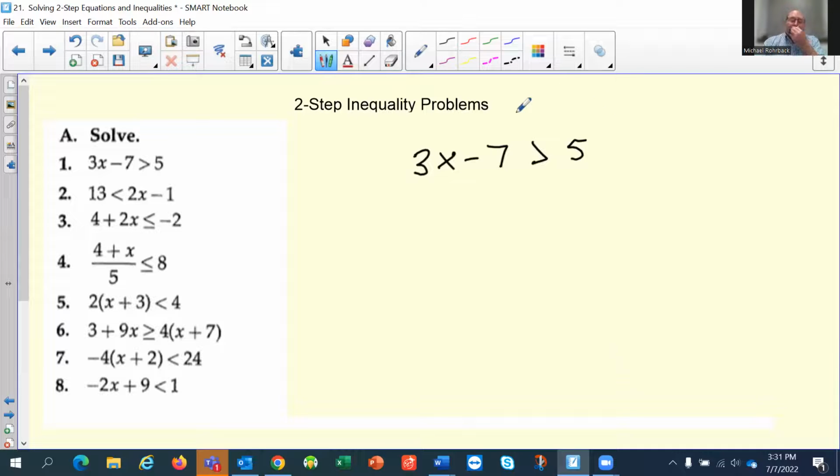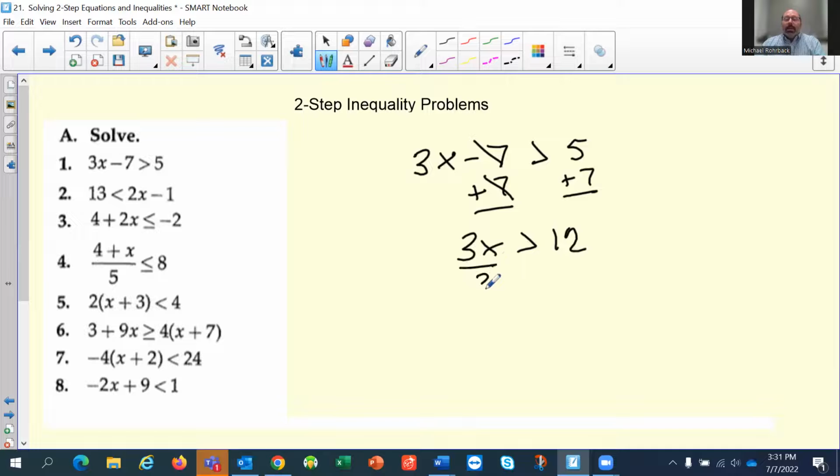Okay, so you're starting off with this. Now you're going to, again, isolate that. So you're going to add 7 to both sides. Now, do you switch anything? No, because you're not multiplying or dividing by a negative number. So you have 3x is greater than 5 plus 7, which is 12.